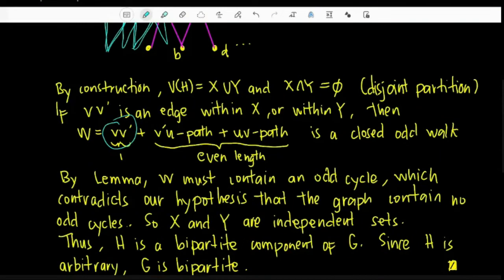So sabi ni lemma, basta may closed odd walk ka, lagi kang may odd cycle. But this will contradict our hypothesis. Bakit? Sabi natin sa hypothesis, di ba, the graph contains no odd cycle. So that means the edge VV prime does not exist. So X and Y are independent sets. That means H is a bipartite component of G. So if you have any component of G, you can always form its bipartition and then you just compose your G as the collection of your bipartite components. So that makes G bipartite as well.